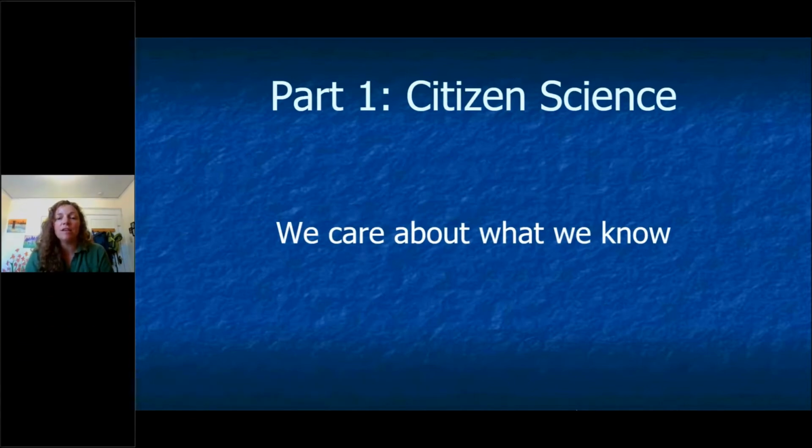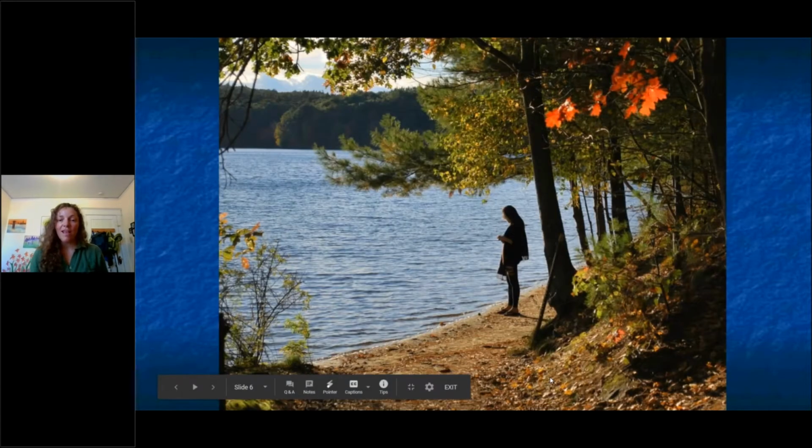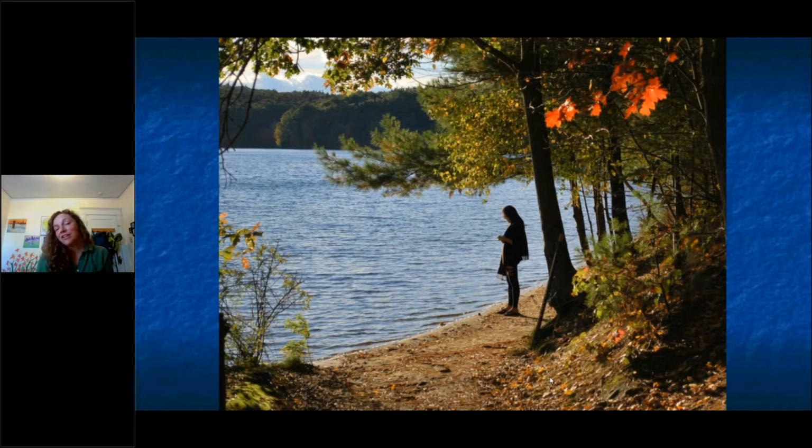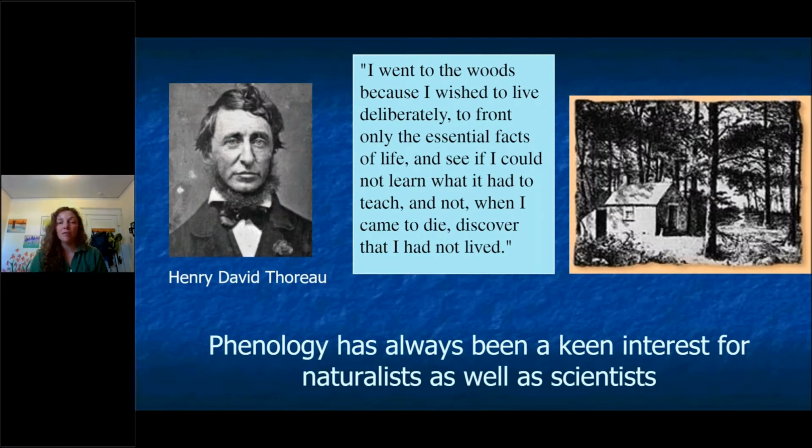We're going to talk about citizen science, and the phrase I want you to keep in mind is we care about what we know. So I'm from Massachusetts, of all places, and this is Walden Pond, and I used to swim here as a kid, and of course I had nothing to do with citizen science then. In fact, I would characterize my family as people who don't like to be outside, and so being at Walden Pond is one of my first memories of being outside, and now I realize that that is really the roots of my academic pursuits.